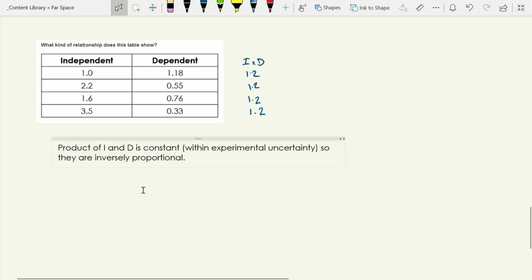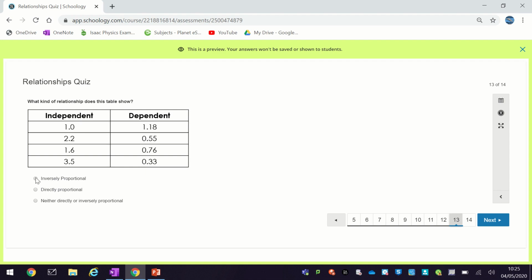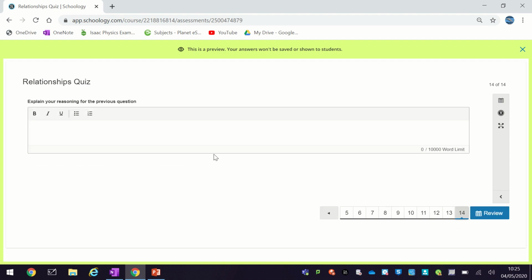Okay, so if we jump onto where I've done the calculations, I was checking for inversely proportional, so I've done I times by D, and you can see that comes out as 1.2 for all of these different values, so that's showing an inversely proportional relationship there. So let's go back. So we've got an inversely proportional relationship.